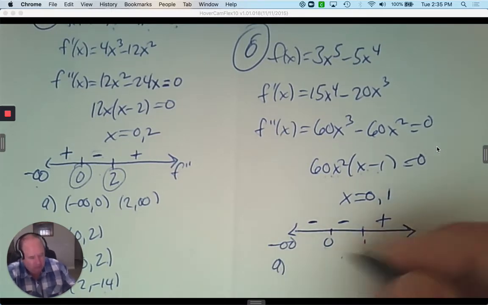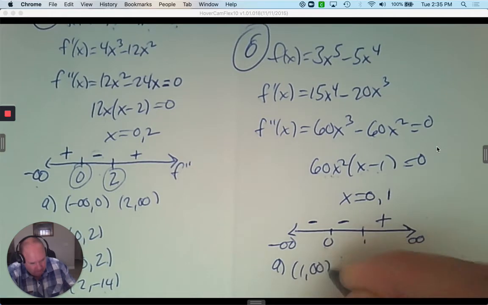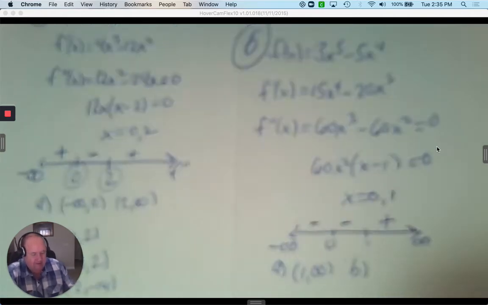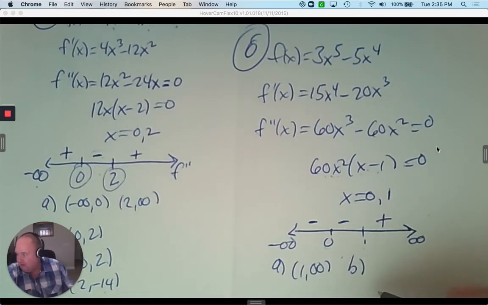So part A, where is it concave up? From 1 to infinity. Where is it concave down? And you could actually just write this as one big interval. Because the concavity didn't change, you can just go negative infinity all the way to 1.